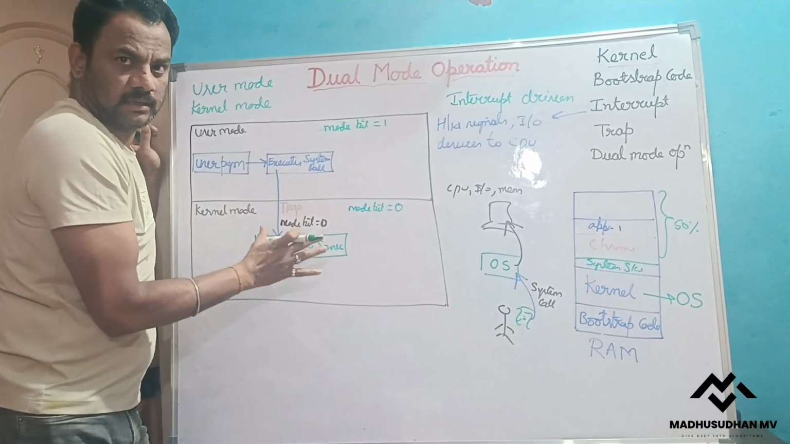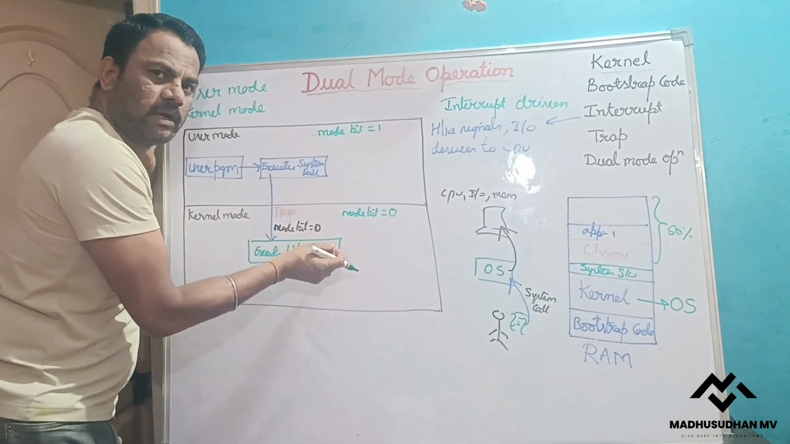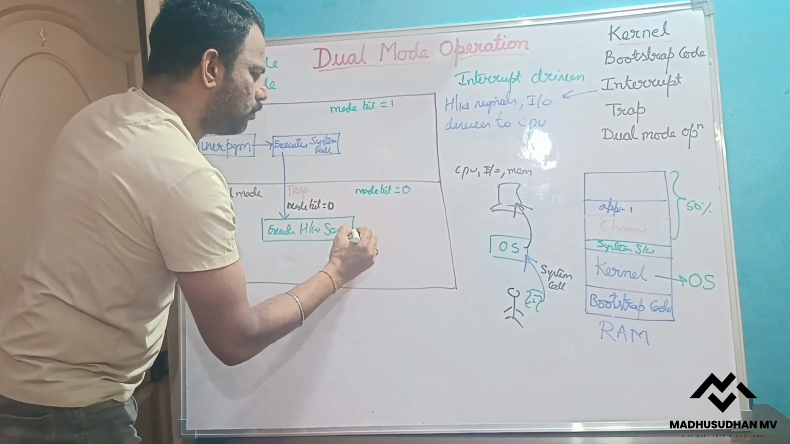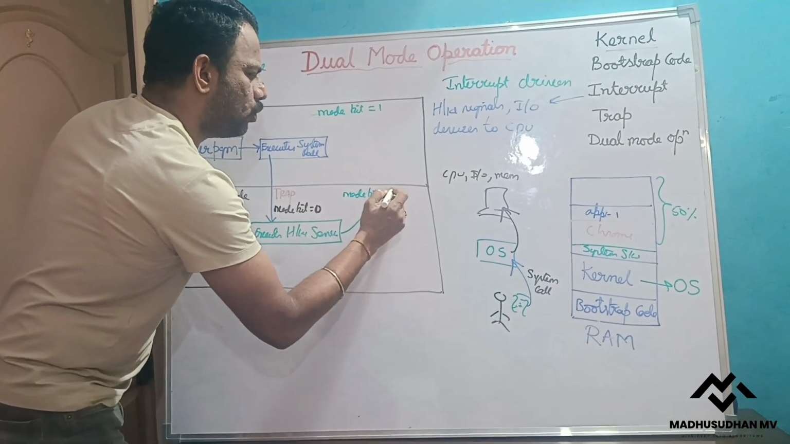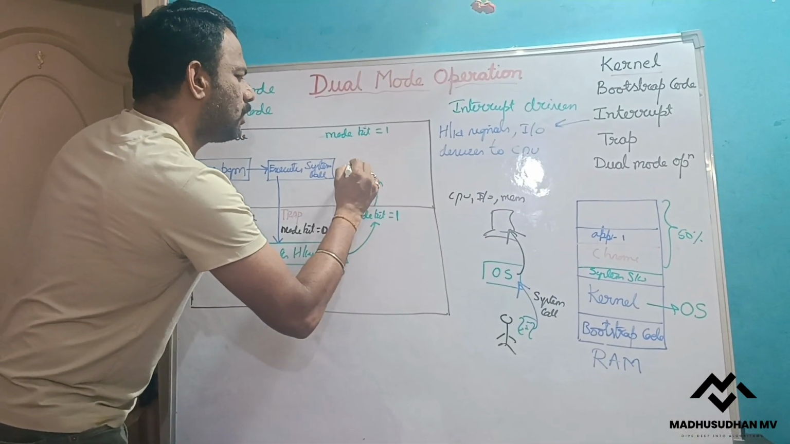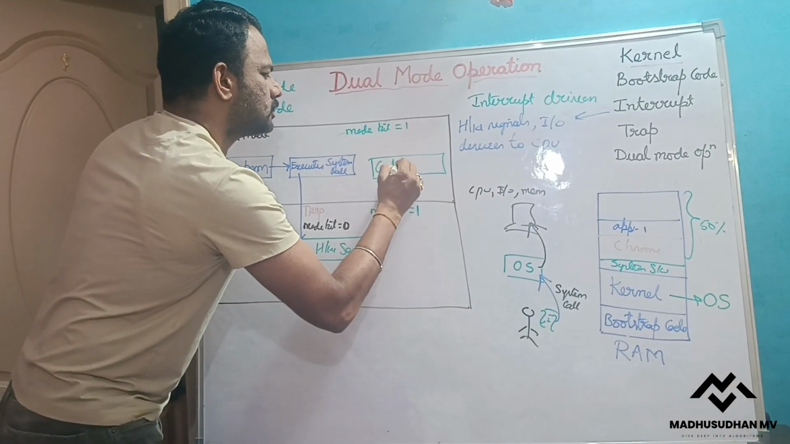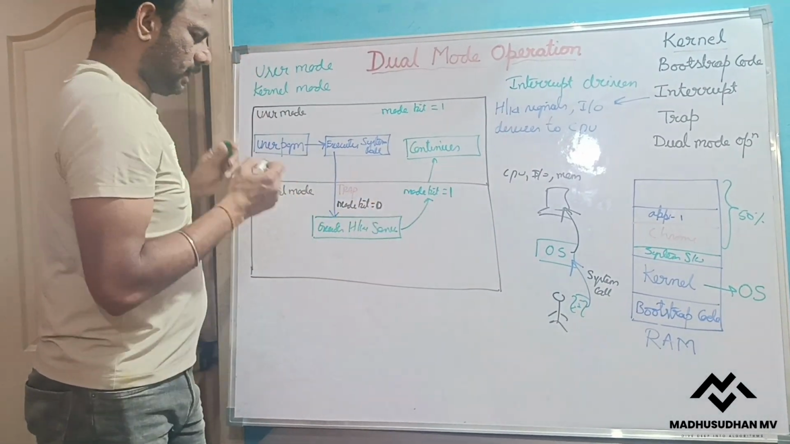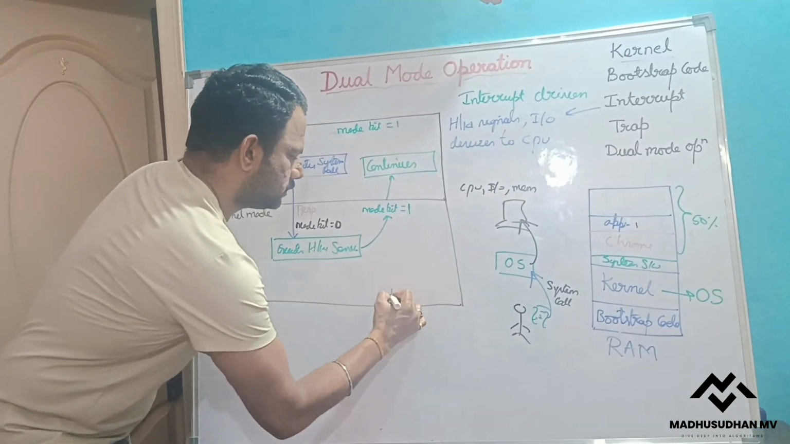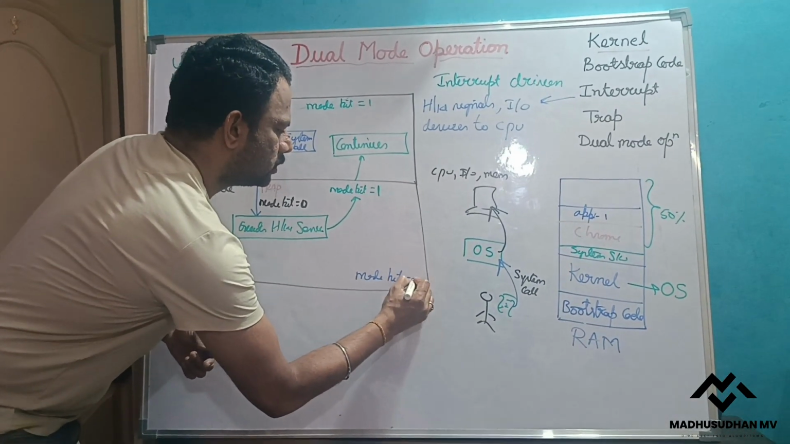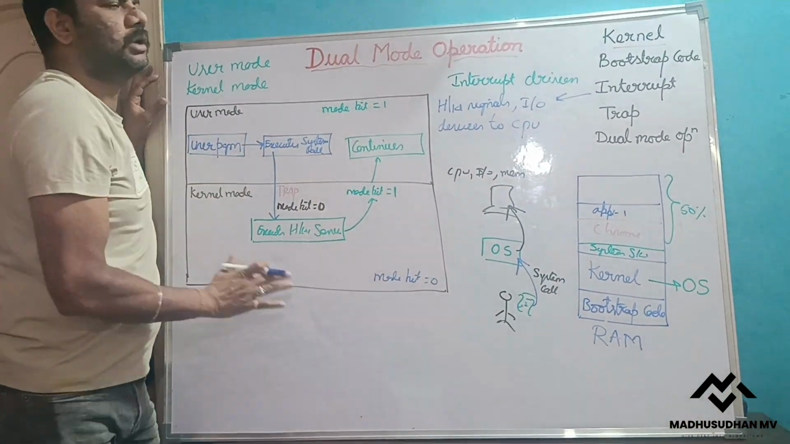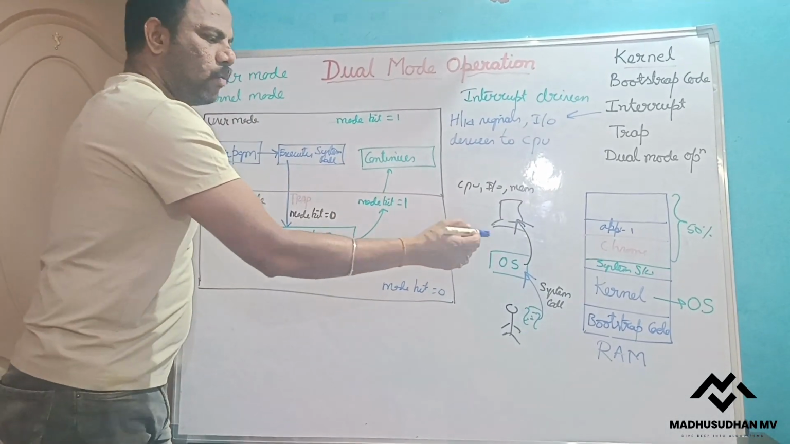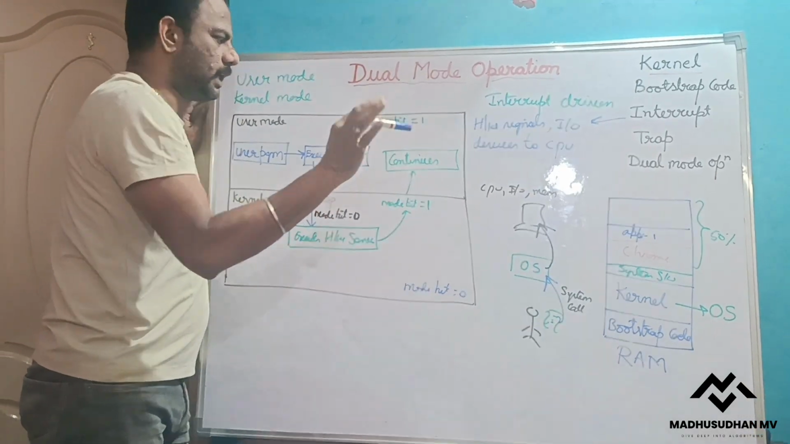Once this service is done, again the control has to go back to what? Our user program. So now again it will change the mode bit to 1, and it goes back and continues from where it stopped earlier. Okay, so this is how it works. But initially here the mode bit is equal to what? 0. So this is what? Dual mode operation.